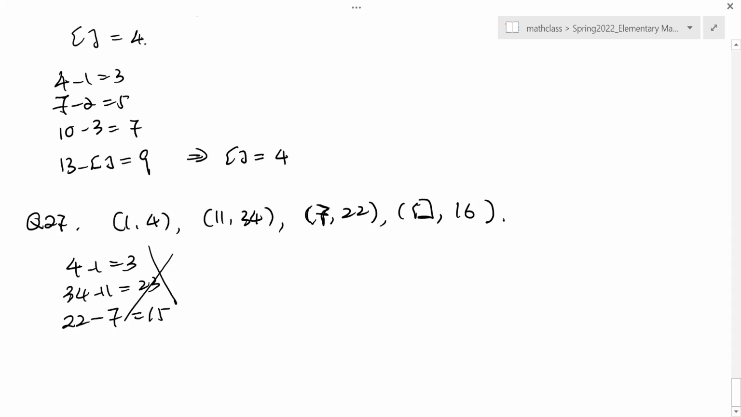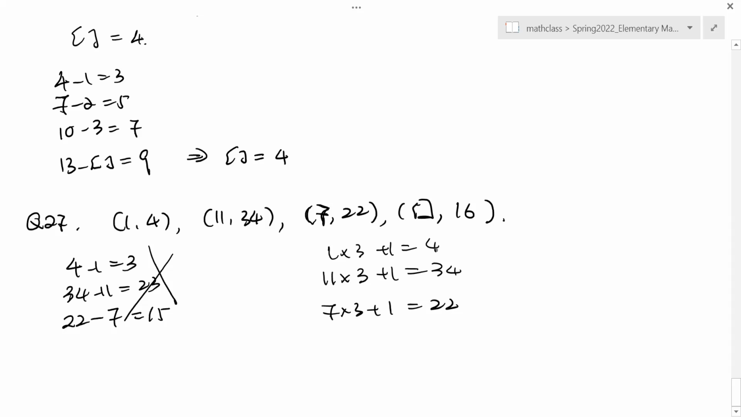Okay, so let's see. I try to use division, and I find out I always get a remainder. That's the whole point. 11, 34. 34 is not 33. 33 would be great. But if you think that way, then you probably get the answer. 7 multiplied by 3 is 21, but here it's 22. So maybe we should do it like this: 1 times 3 plus 1 is 4, and 11 times 3 plus 1 is 34. And 7 times 3 plus 1 is 22.